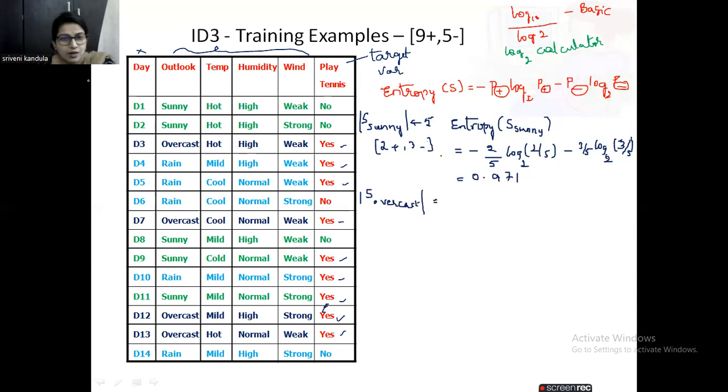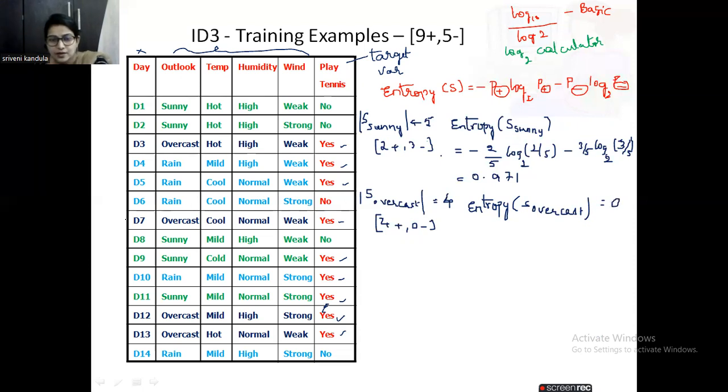Cardinality of overcast. How many examples do we have under overcast? 1, 2, 3, and 4 we have. And if you see the outcomes of this, all are positive. So the cardinality of this is 4, and you have 4 positive examples and 0 negative examples. Whenever we have either only positive or only negative, what will be the entropy value? It is 0, right? Yes. So entropy of overcast is 0.